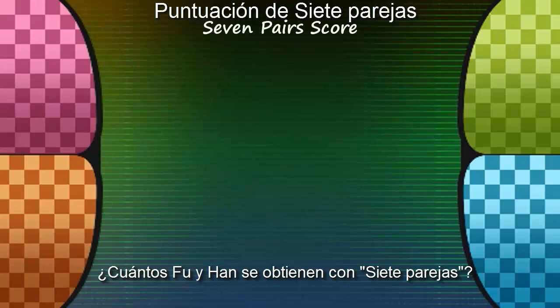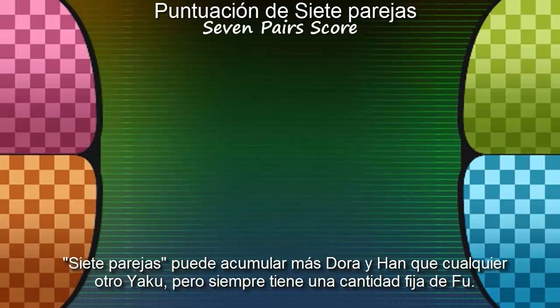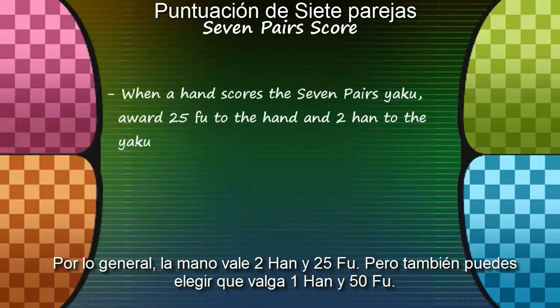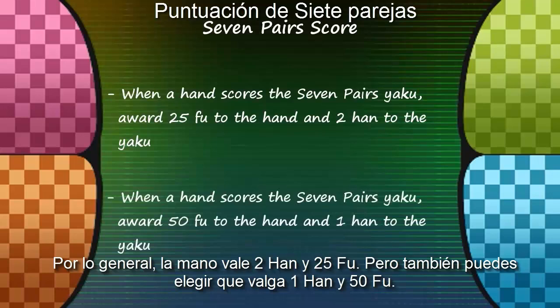How many Han and Fu to award for 7 pairs? A 7 pairs hand is able to accumulate more Han through Dora and other Yaku, but it always has a fixed amount of Fu. Usually the Yaku is worth 2 Han and the hand is worth 25 Fu. But you can also choose to play with the Yaku worth 1 Han and the hand 50 Fu.